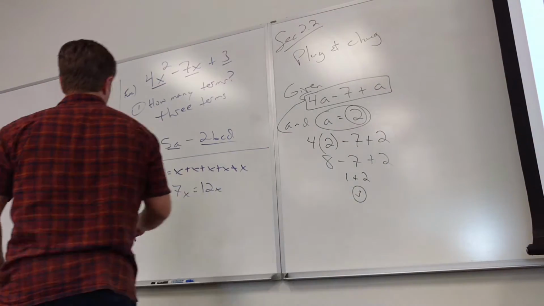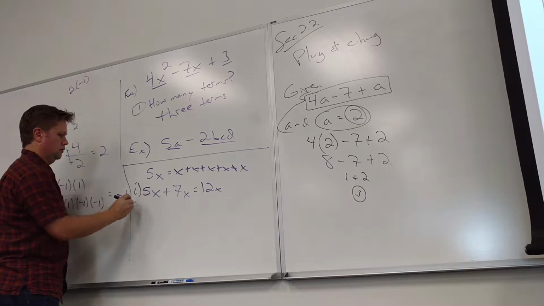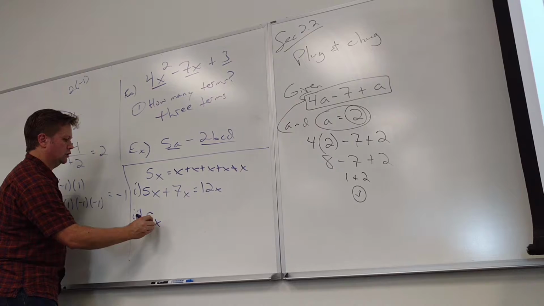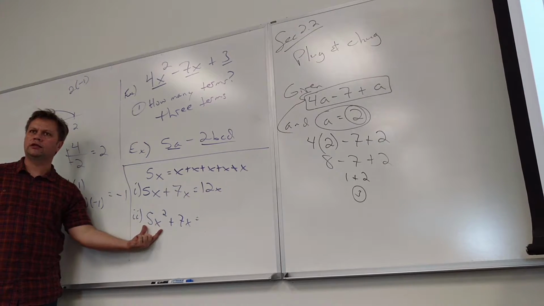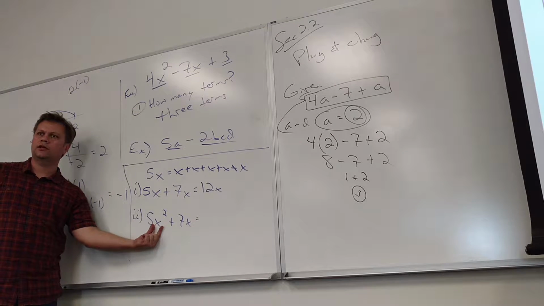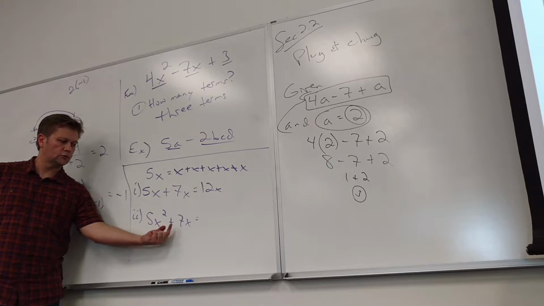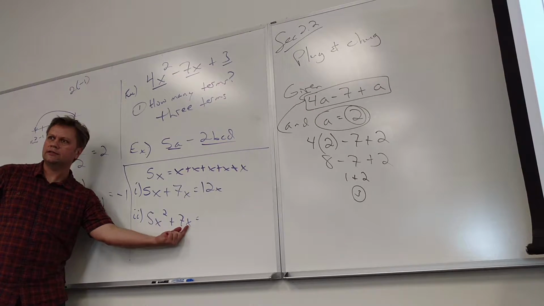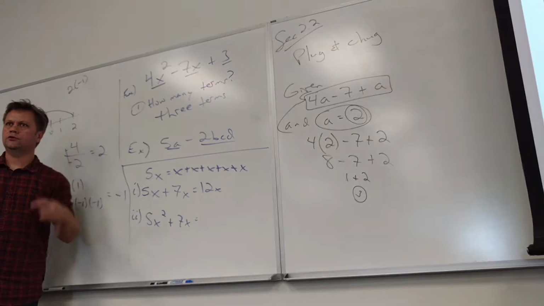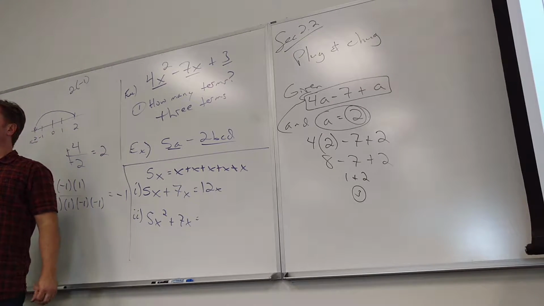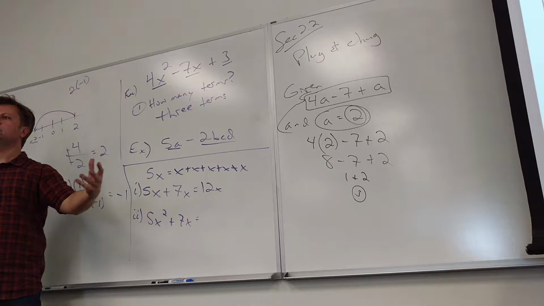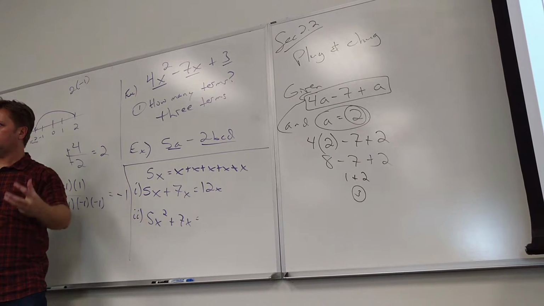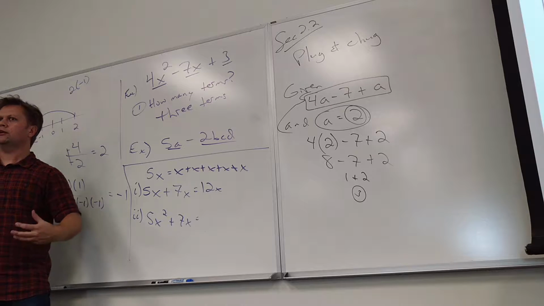Watch. If I say 5x squared plus 7x, what is this guy counting? The number of x squares. And this one's counting the number of x's. Can I consolidate those? No. I can't. Those are not like terms because they're not counting the same kind of thing. So that's what like terms means.